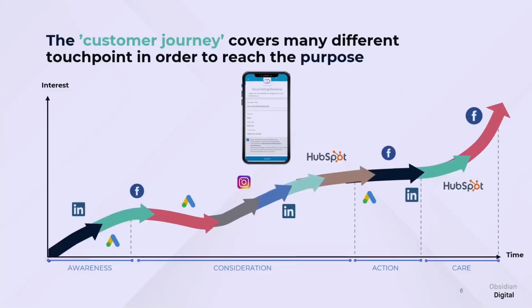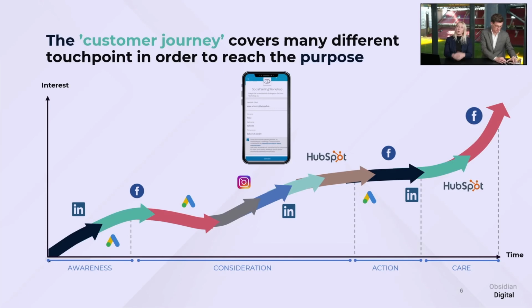If we go a bit deeper, we often use these awareness, consideration, action and care stages to try to build up a framework that we can discuss our activities based on. As you probably know, there is no linear customer journey, but it's a good way to start talking about which channels, which audiences should we activate throughout the customer journey, and just try to put it into a framework that we can build upon. So even though this is not exactly the truth, it's a good way to discuss the activities.